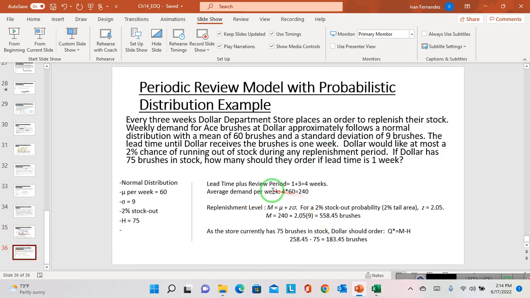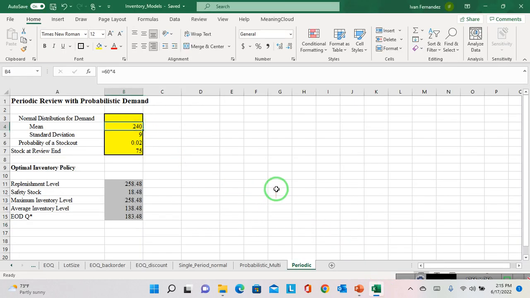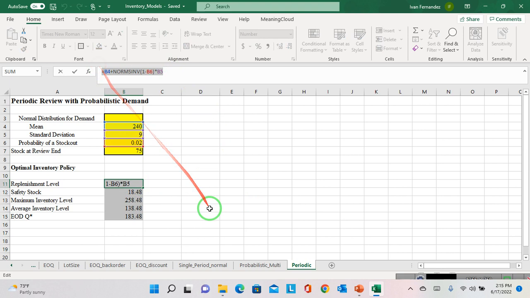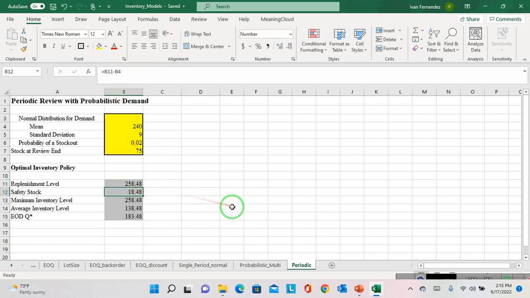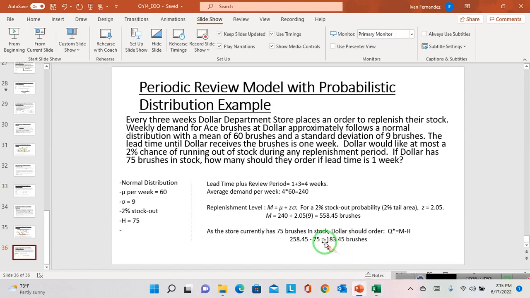we had the 3 weeks plus the 1 week. Average demand was 60, so the mean was 240. The standard deviation was 9. A 2% probability of a stock out, that's what we enter. And 75 units left at the end of the review period. So the replenishment level is going to be 258. You see the formula there. Your safety stock is going to be there, and the Q star, the amount that you need to order, is 183.48, as we see here.